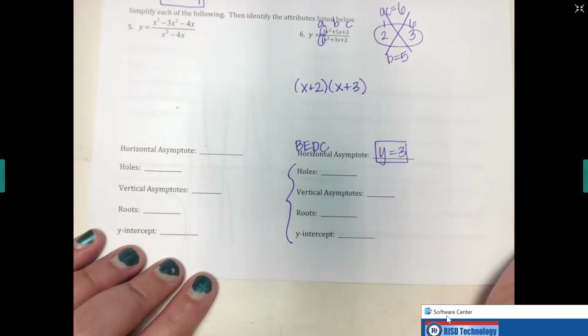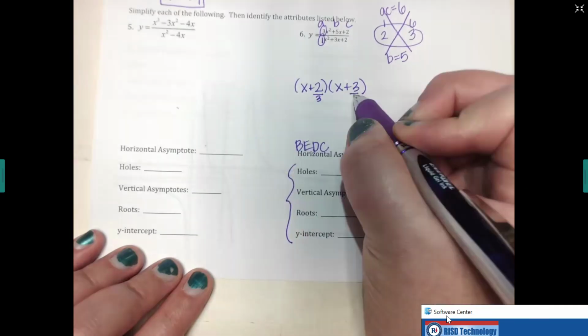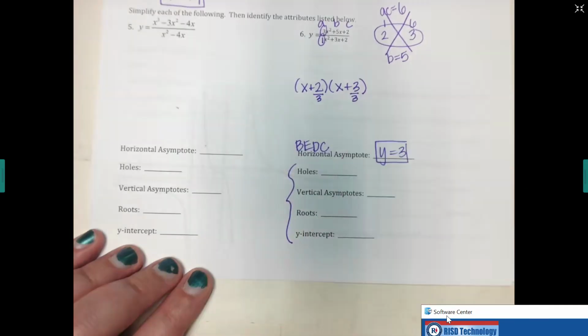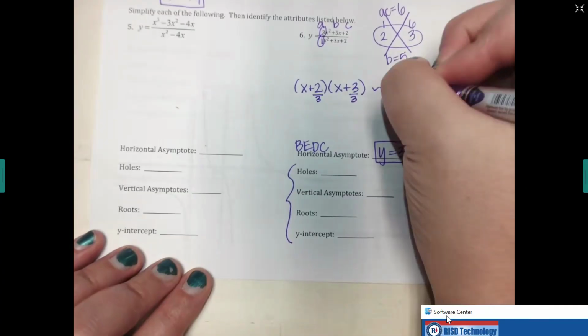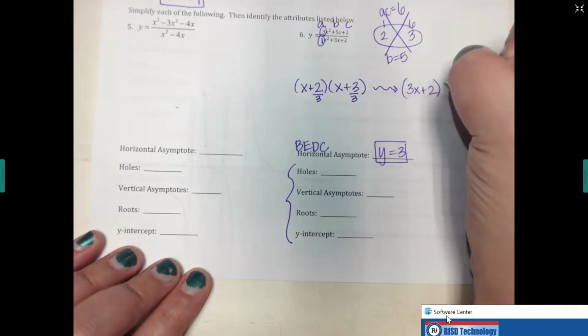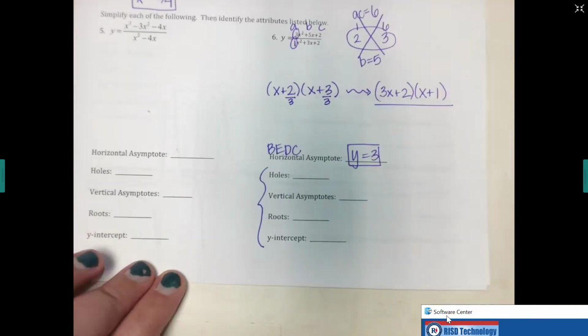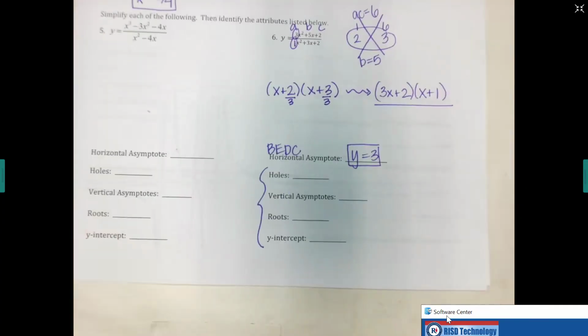If your A is a 1, you're done. Is my A a 1? What's my A? If it's a 3, you have to divide and slide. So I'm going to put my 3 here on bottom. And then I see that the first one, I'm going to slide the 3, but 3 divided by 3, that'll go to a 1. So I'll have a 3x plus 2 and an x plus 1. That is the top after I've done the divide and slide step.